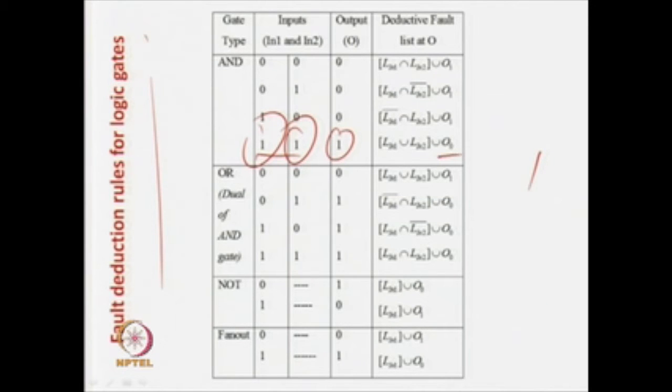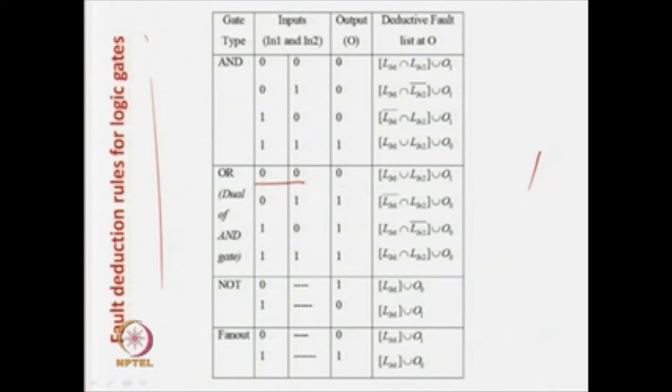So, this stuck-at-0 fault at the output will be detectable, and whatever list is here and whatever list is here, it is L1 union L2. Both of the fault lists will be propagated. So, this is for the AND gate. For the OR gate, actually for testing purposes, it is just the dual. If you apply the dual rule, you can find out.